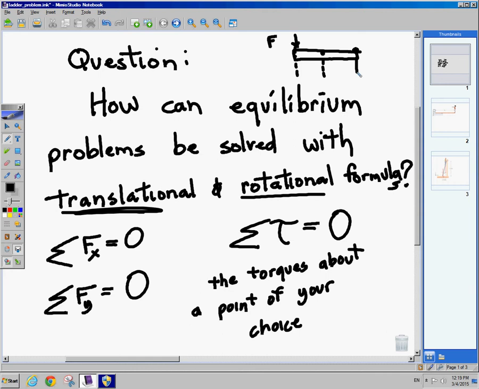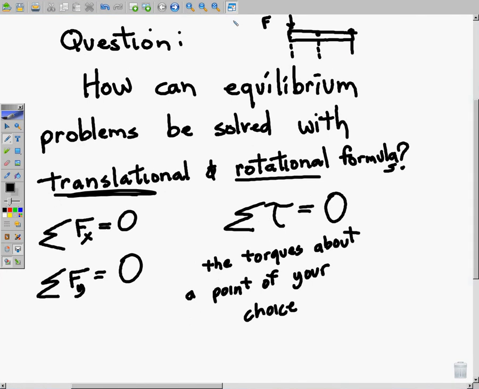So can you say the torques of a point of your choice? Yes, you can say the torques of a point of your choice. Just like the torques of any point, if we were to add them up, they'd have to cancel out. Right.